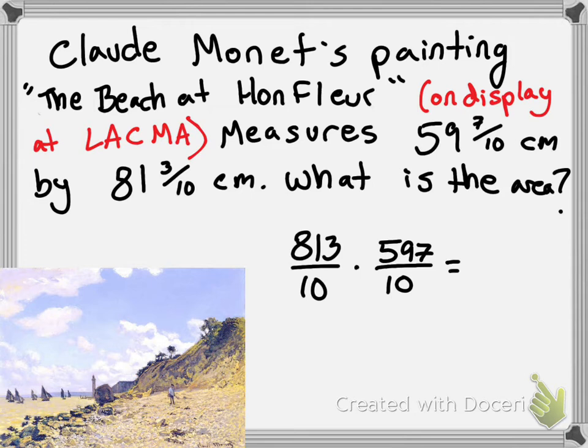As I'm multiplying, I'm going to get a really big number, but I get 813 times 597, which gives me 485,361 over 100. Remember when we were doing decimals earlier and we know that anything over 1 is a whole number? Here's my decimal. I'm going to make it over 1.